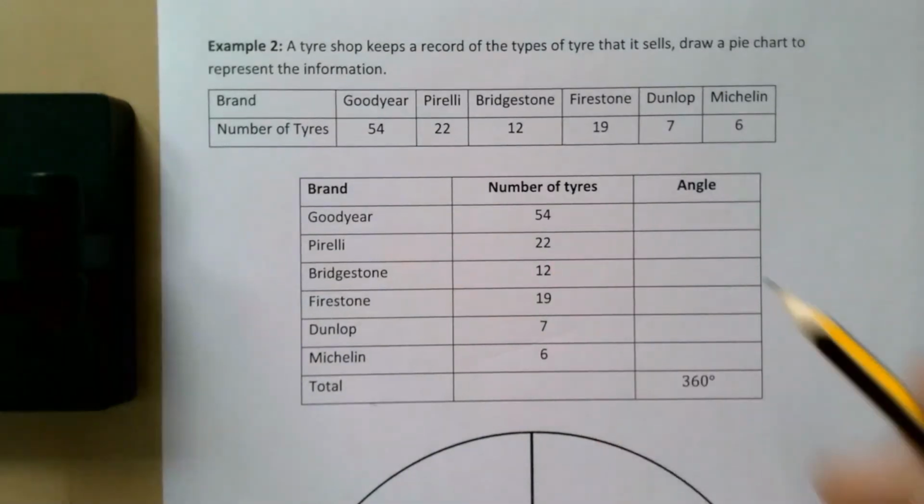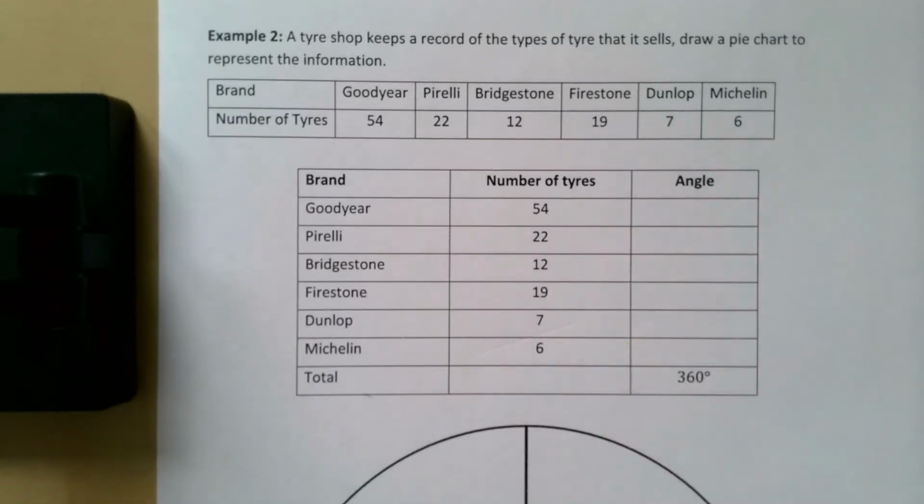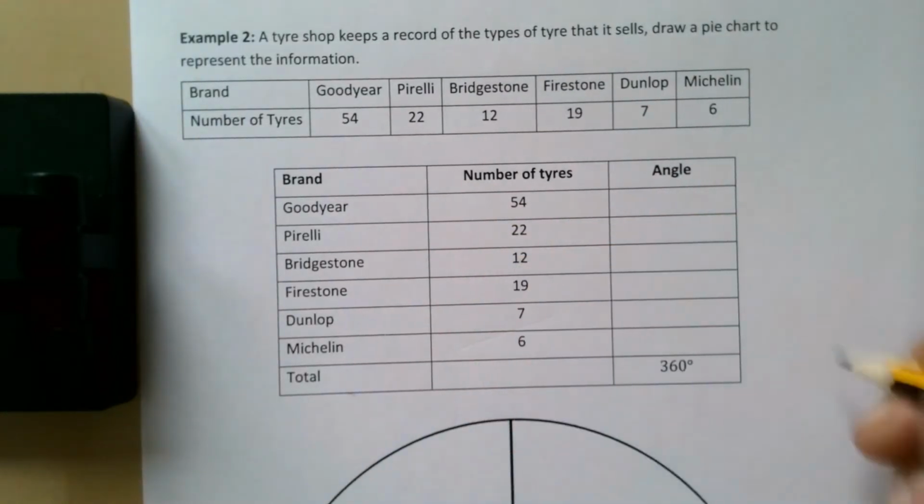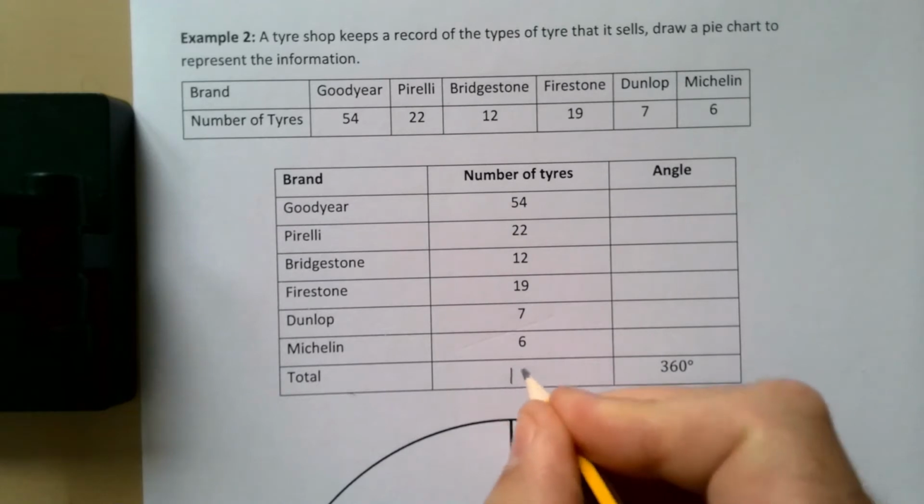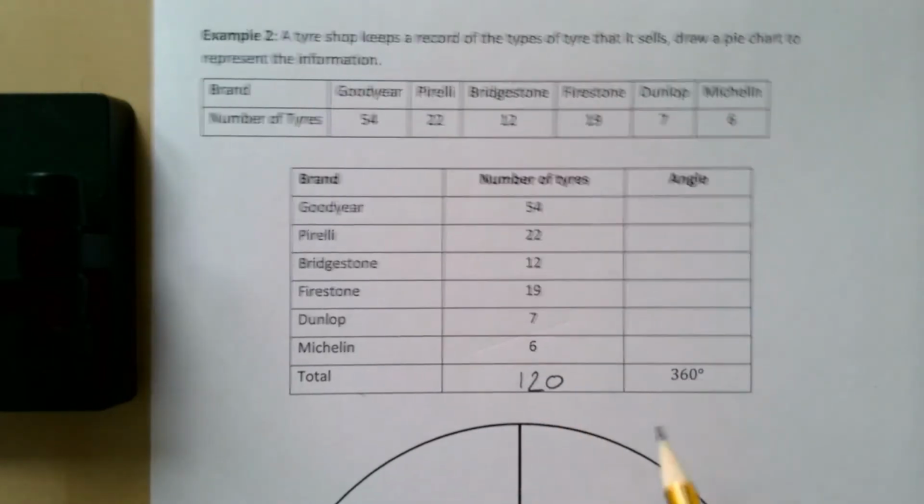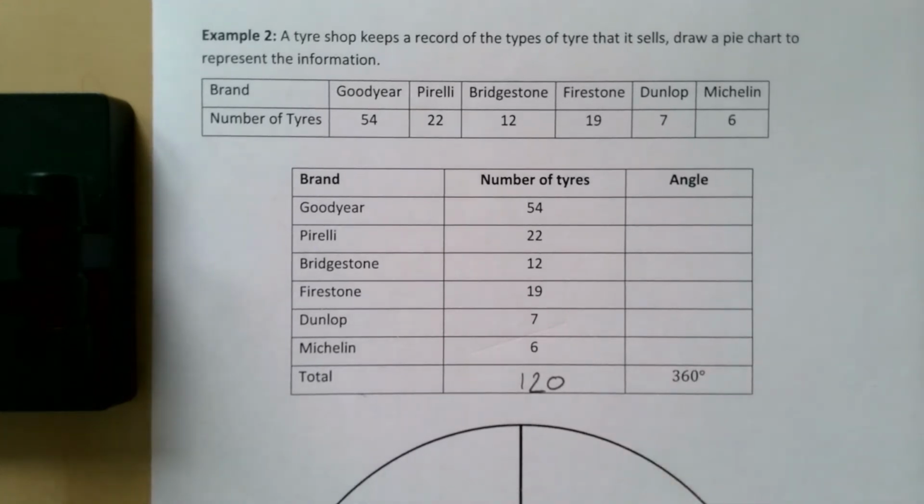And if you use the table then to work out your angle, we should be able to work out the chart from there. So first of all, we need to add all these numbers up here. So I will just do that and be right with you. And if you add up all the number of tyres, it comes to 120. 120 for us works quite well because 120 divides into 360, and this is the key to this wee bit here.